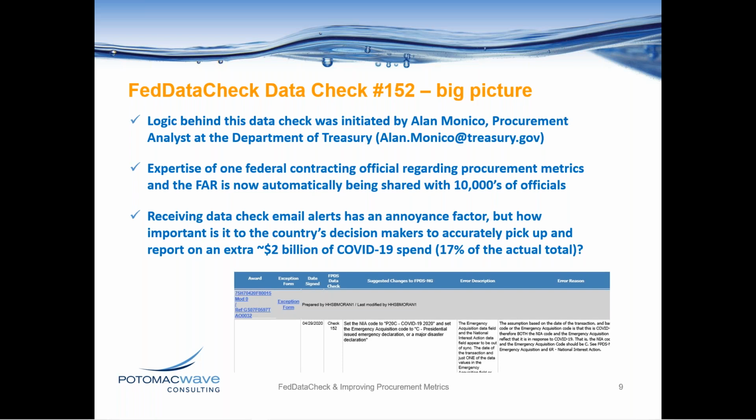But I hope we've shown how important it is, particularly in this case, to get the data right in FPDS NG. Right now, 17% of the spend, approximately $2 billion of civilian spend, it's pretty clear is not being properly reported in FPDS NG. And the country's decision makers and others are relying on it.